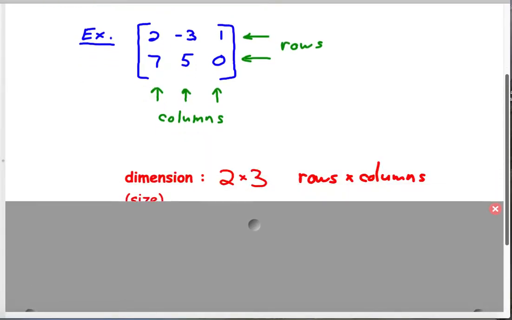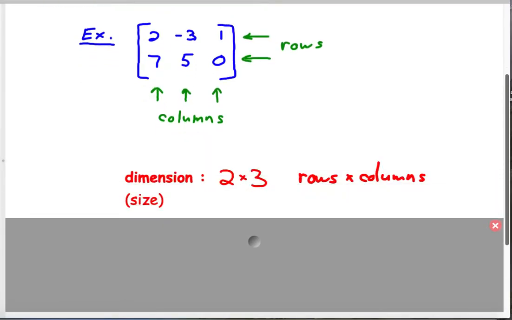Now we say the size of a matrix is going to be how many rows by how many columns. So you want to make sure you have this in the right order. So this matrix in this example above is a 2 by 3 matrix, not a 3 by 2. The first number represents how many rows, and the second represents how many columns.